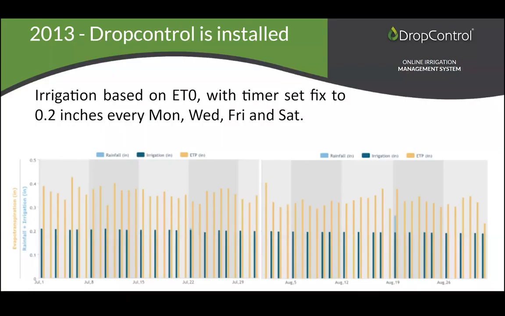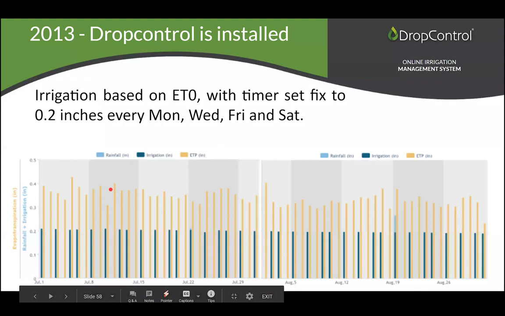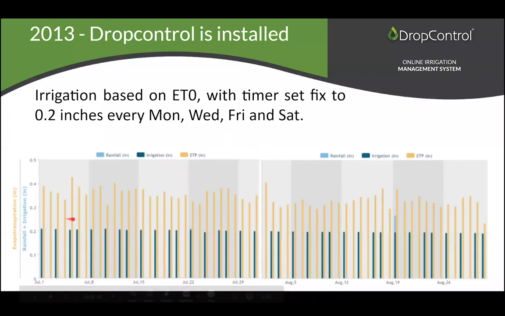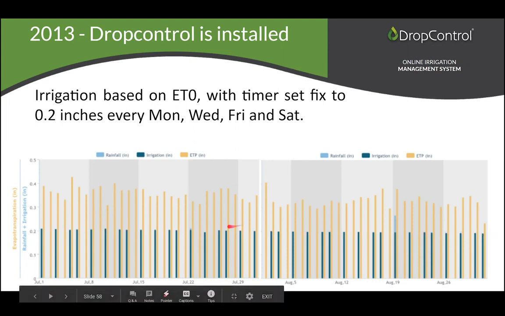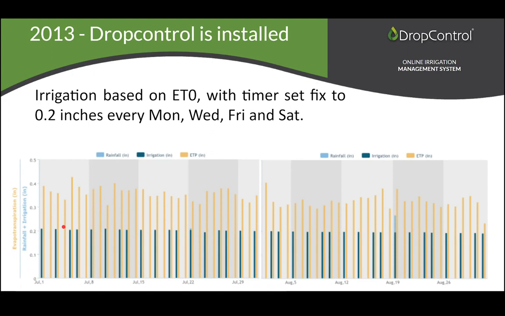Fresno State was a system that we installed back in 2013, and when we got there, irrigation was based on ET, and the timer was fixed to irrigate 0.2 inches every Monday, Wednesday, Friday, and Saturday. And this is July and August of 2013. You can clearly see based on the irrigations, and there was a weather station showing us the ET, but the irrigation was flat and never changed, fixed on a timer.